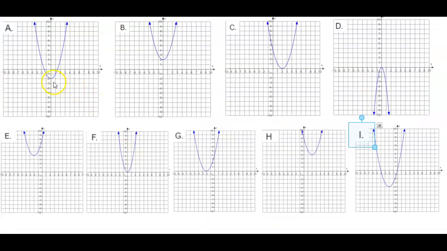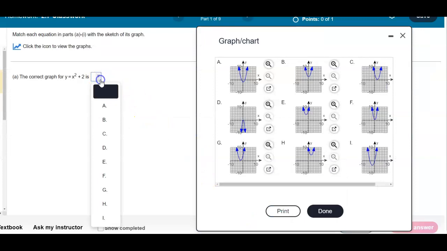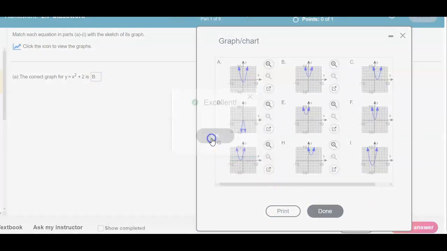If we take a look here, you can see that this shifts down 2 units. This one goes up 1, 2. So it looks like it's going to be B. So let's go ahead and put our answer in here. We're going to put in B. Let's check our answer, and there's our result.